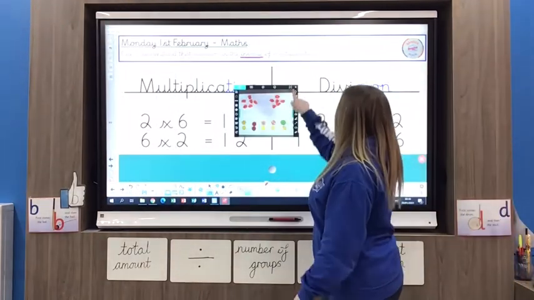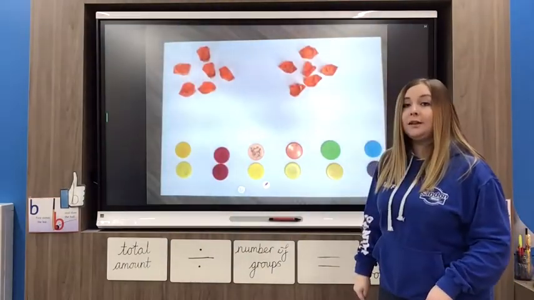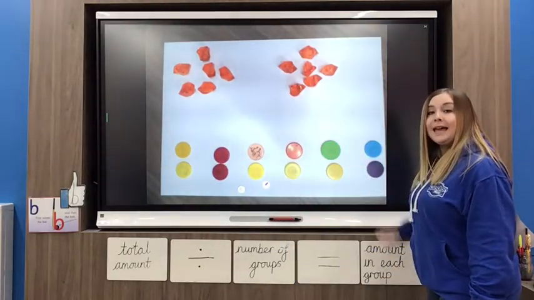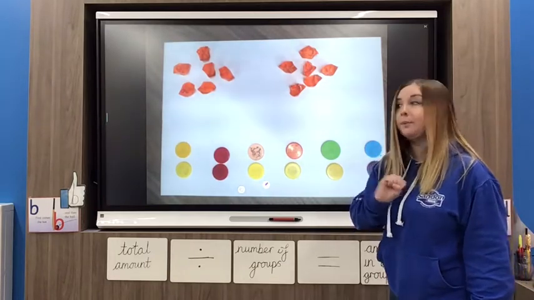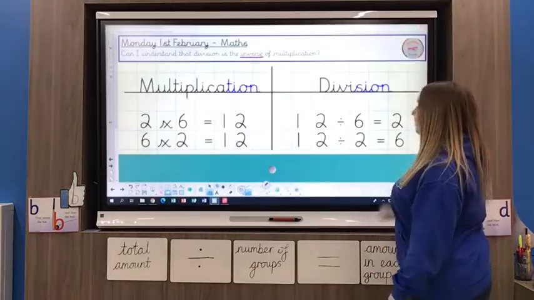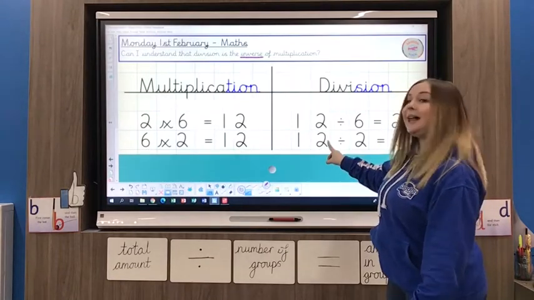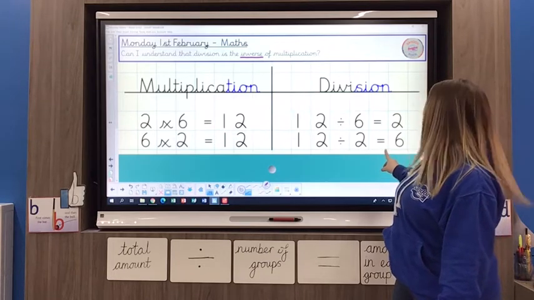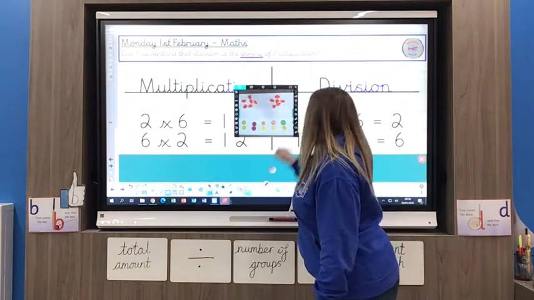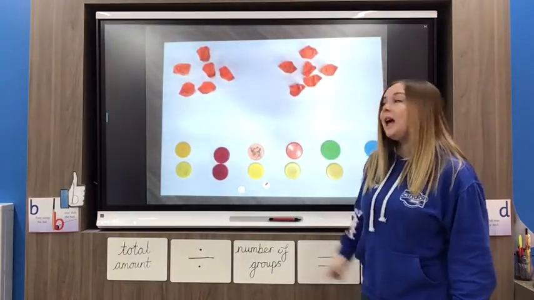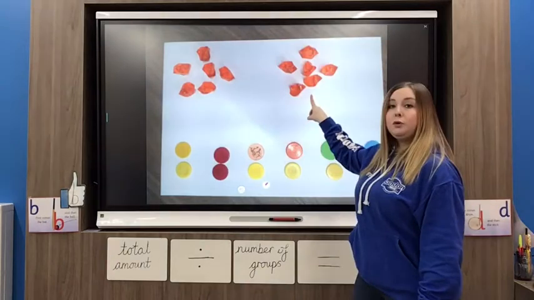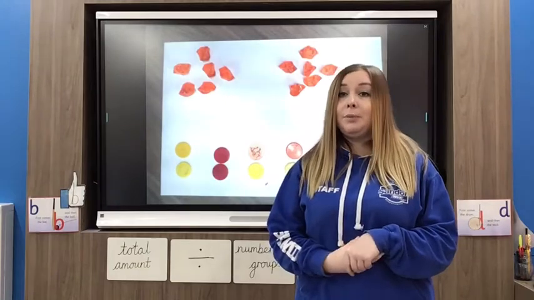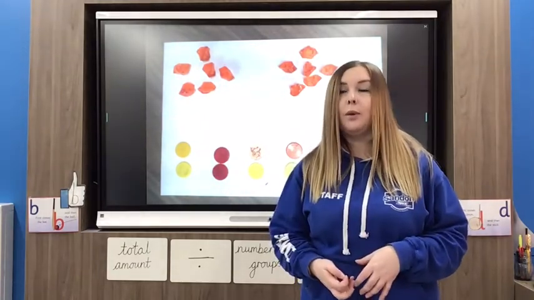So if we go back to my visualiser, I've got 12. I've shared it into 6 groups, and each group has got 2. And then if I look at this one now, so I've got 12, I've shared it into 2 groups, and each group has got 6. So we can use our multiplication and division together, can't we?